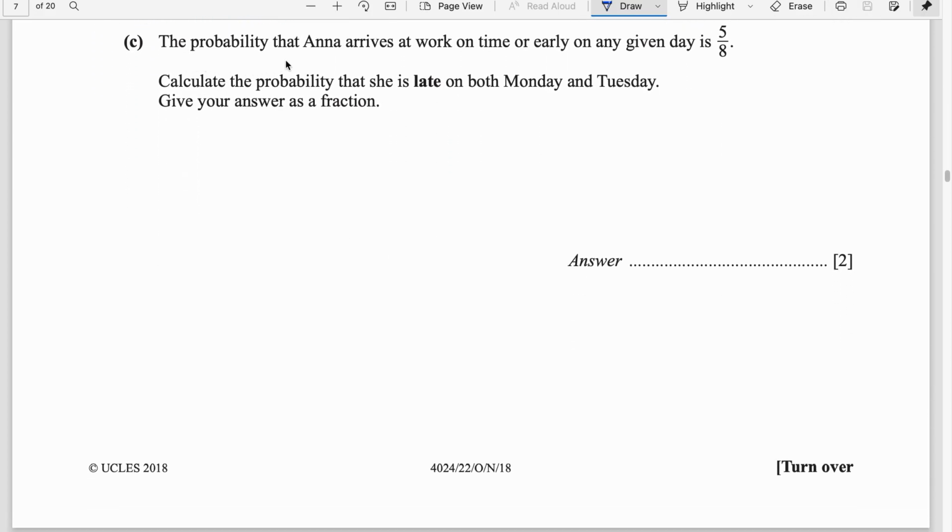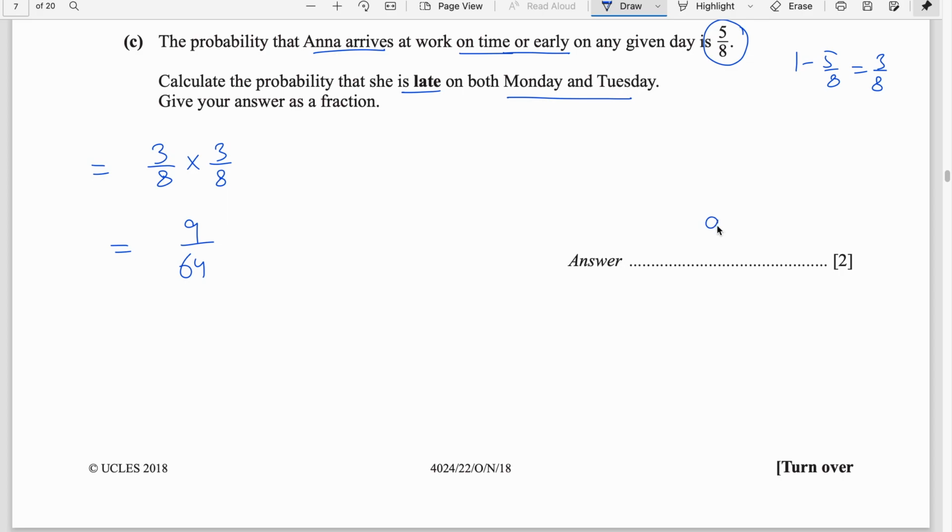C part. The probability that Anna arrives at work on time or early on any given day is 5 by 8. Calculate the probability that she is late on both Monday and Tuesday. So if she is on time, it is 5 by 8. If she is late, it is 3 by 8. So late on Monday is 3 by 8. Late on Tuesday is 3 by 8. Makes it 9 by 64.